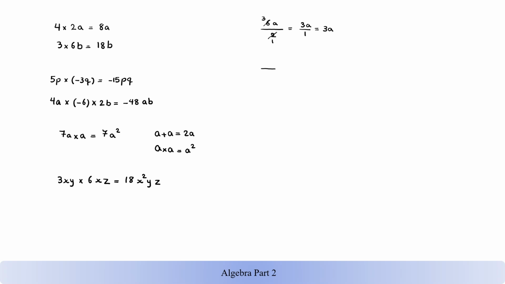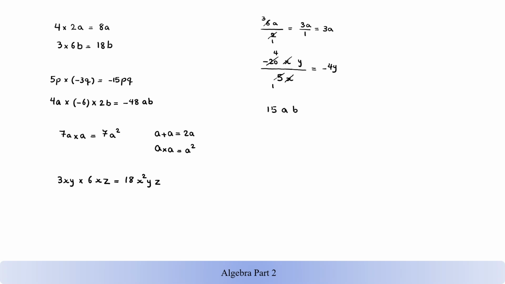Okay? Another example, minus 20xy over 5x. As you can see, x and x cancel each other out. 5 divided by 5 is equal to 1. 20 divided by 5 is equal to 4. So your final answer is minus 4y. That's it.